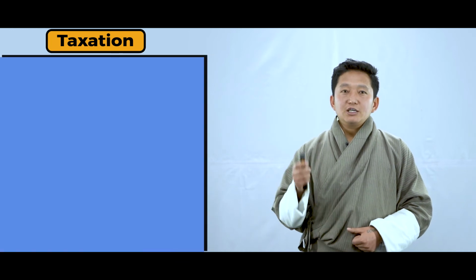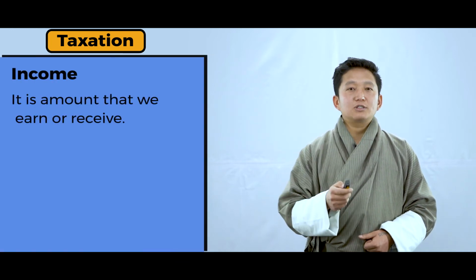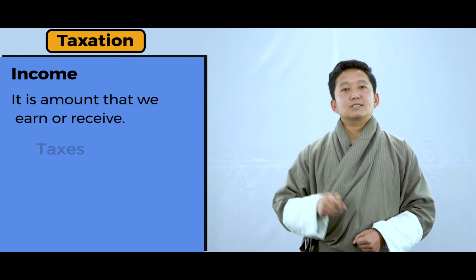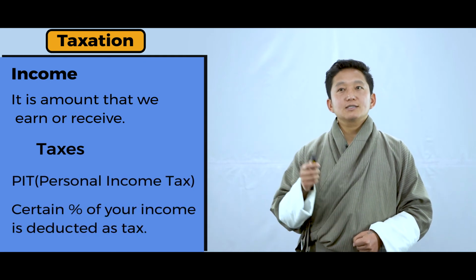With this, we are done with our purchasing decisions. We have a next topic. It is taxation. We know we pay a tax to the government. So this tax is for our free education and other free services like free healthcare and all. So under taxation, we have income and the taxes. Income is the amount that we earn or receive. And on this income, a certain percentage of tax is deducted.